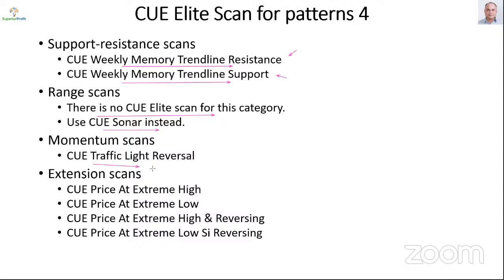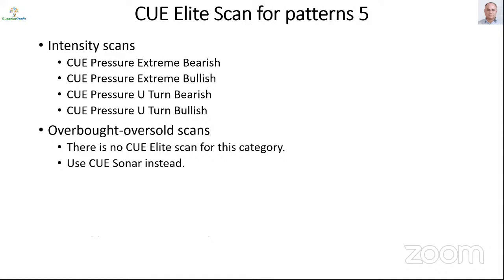Momentum scans, Q traffic light reversal. Extension category scans, price at extreme high, at extreme low, extreme high and reversing, extreme low and reversing, not SI and reversing. Intensity scans, pressure extreme bearish, pressure extreme bullish, U-turn bearish, U-turn bullish. Overbought, oversold scans, no QElite scans for this category. Use Q Sonar instead.